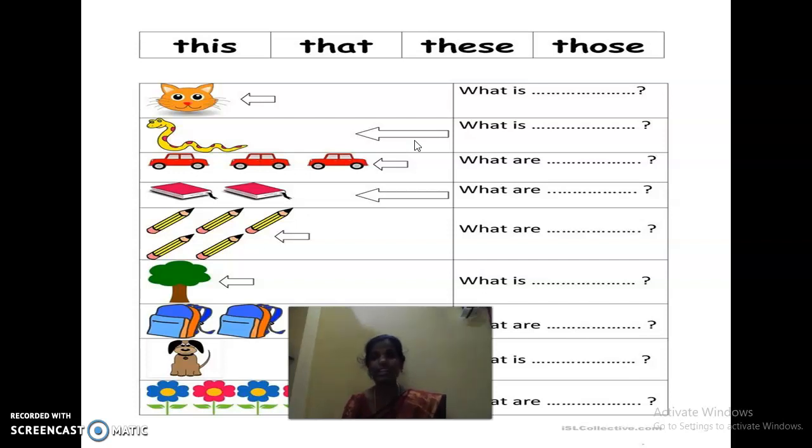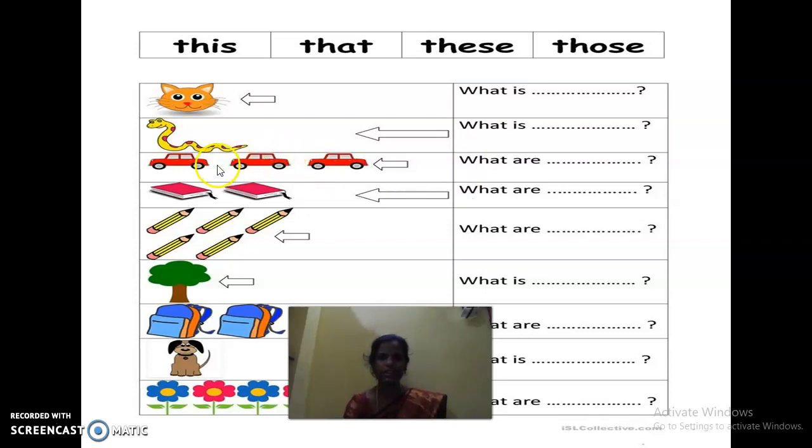Yes, very good. That is that. What is that? Why are we using that? Because it is far away. Okay, so if the object is near to the person, we have to use this. If it is far away, we have to use that.